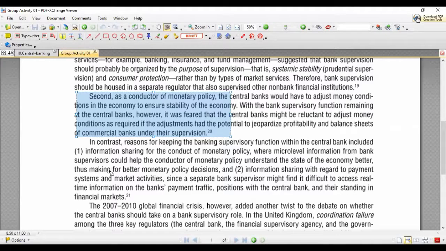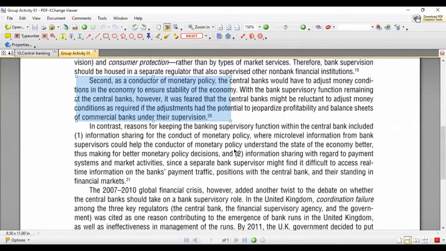So that's one argument. The second one is information sharing with regard to payment systems and market activities. The central bank is the active party in the payment and settlement system where the commercial banks are engaging. So the central bank has the information about the banks. But if the supervisory function is separately assigned to a separate entity, that entity does not have that information. So they have to take that information from the central bank.